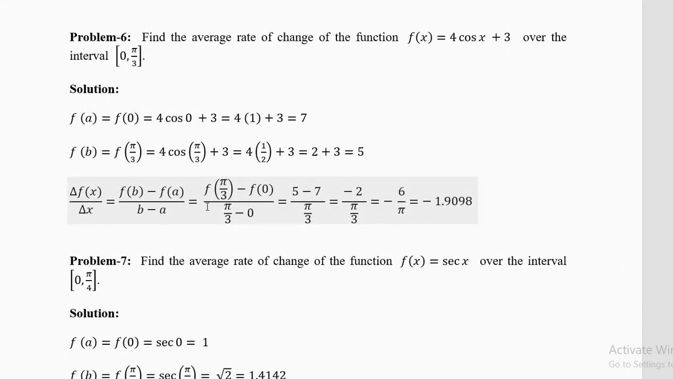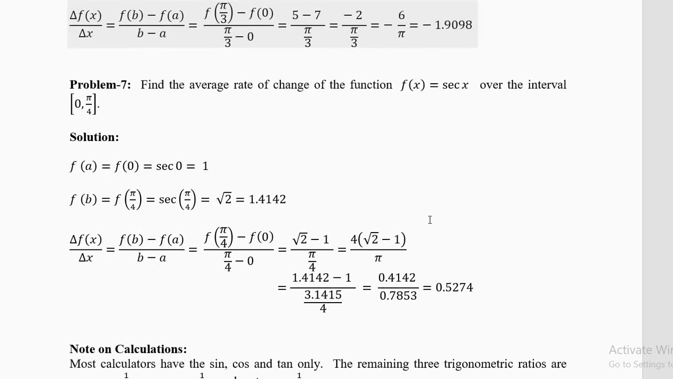Now what do you do? Second minus first. Second is 5, first is 7. 5 minus 7 is minus 2. Pi by 3 minus 0 is pi by 3. Minus 2 divided by pi by 3 will give you minus 6 by pi. If you do this calculation in your calculator, you'll get minus 1.9098 and many numbers after that. Take at least 3-4 numbers.